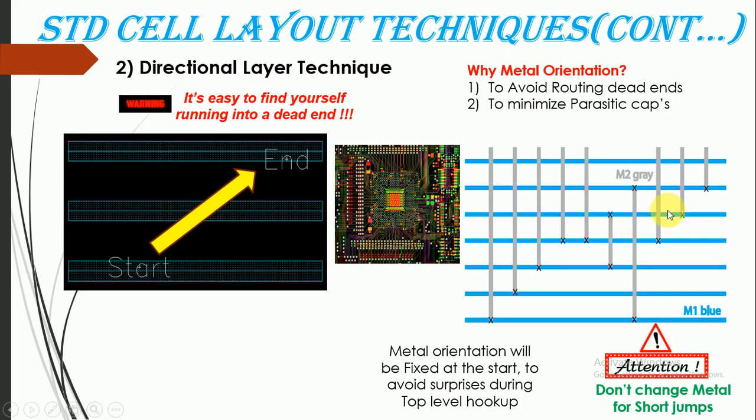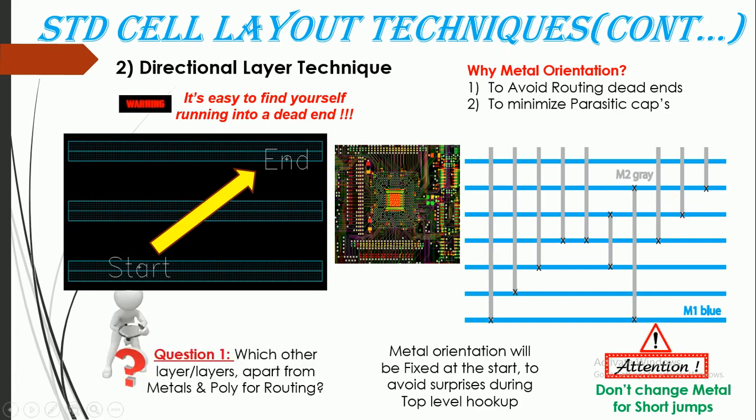Remember that. And we have the faceless man here asking a question for all of us, and if you are interested you can answer in the comment box and I will get back with the actual answer and what I felt is correct. The first question is: which other layer, apart from metal and poly, can be used for routing? If you know the answer, please comment in the comment section. Let's move on.